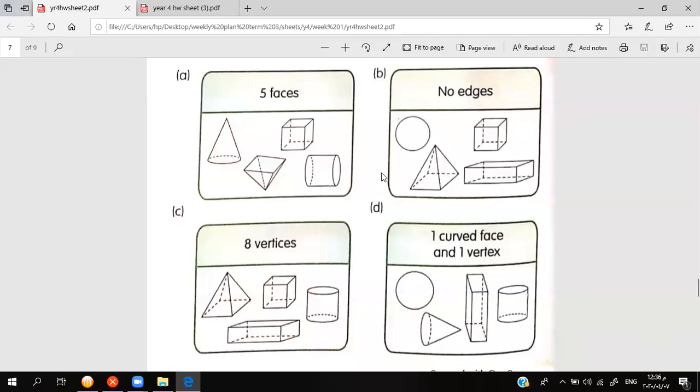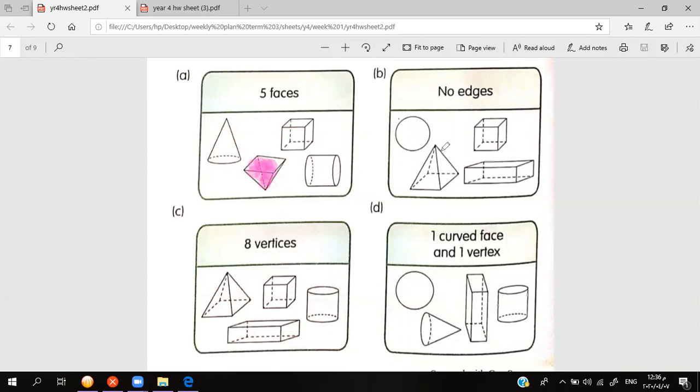Okay, guys, we stopped at this part when we were together in the online session. So now I'm gonna continue. Here he wants us to color the correct solids. Which of these got 5 faces? We counted and we found that it's the square pyramid.